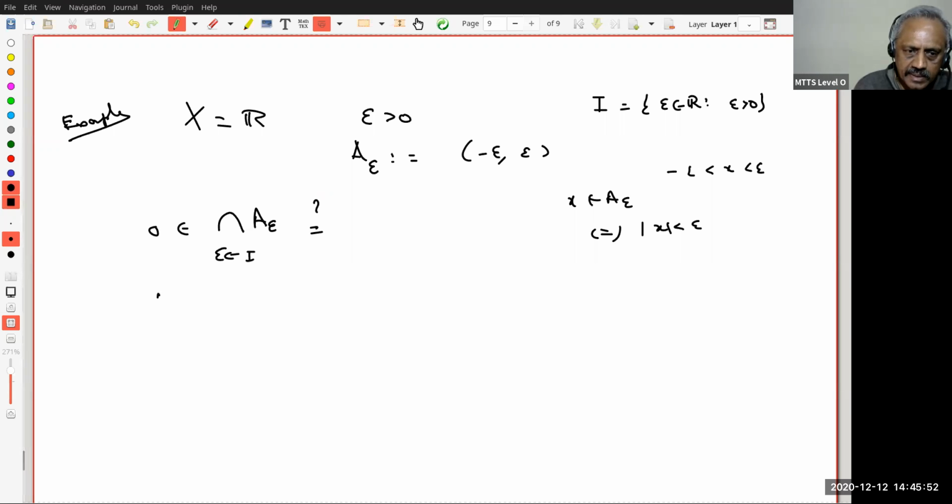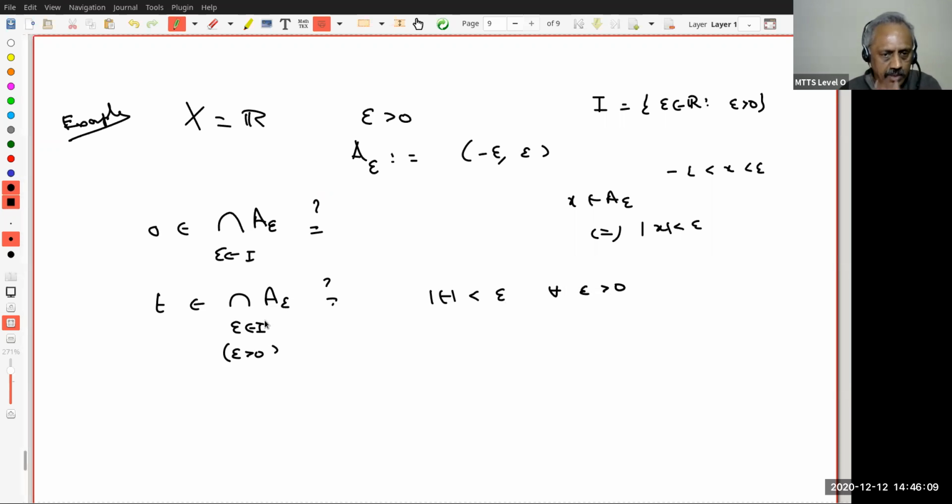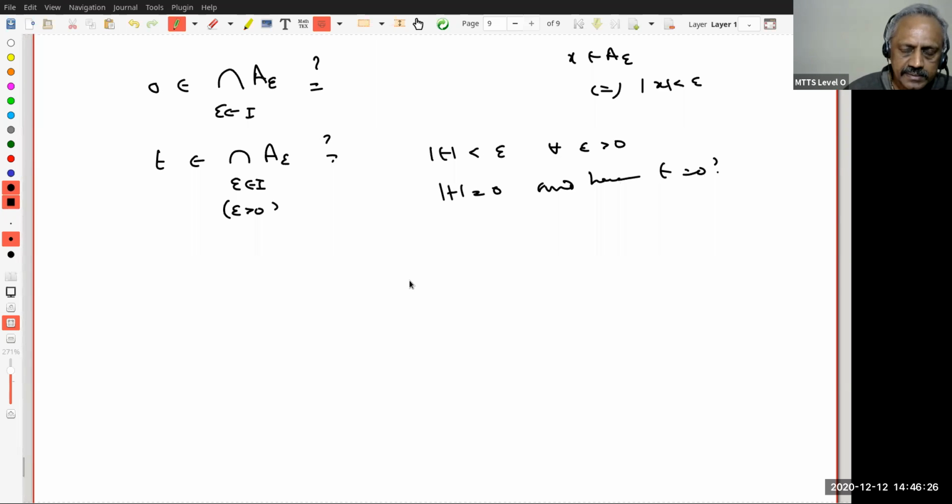Now, suppose I have a real number t which belongs to the intersection of A_epsilon, epsilon in I, which is the same as saying you can write like this. What does this say? This says that mod t is less than epsilon for every epsilon positive, right? t belongs to all A_epsilon. That means given any positive epsilon, mod t must be less than epsilon. So what is your guess? You would like to say then mod t must be 0 and hence t is 0, right? How do I prove that?